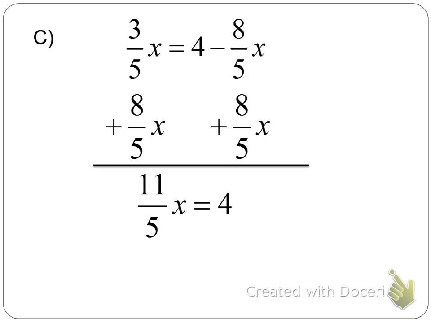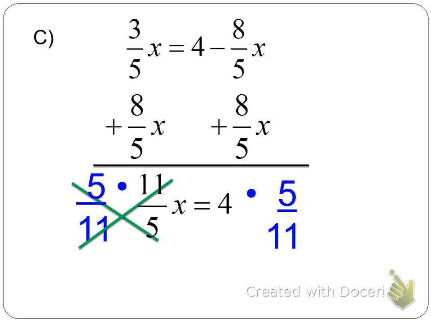Yes? Multiply by 5 elevenths. Yes. A lot of you struggled with this on the quiz more than I was expecting. When you're getting rid of those fractions and you're using multiplication, you multiply both sides by the reciprocal. All right, so on the left, the 5s are gone, the 11s are gone. We're left with just 1x. On the right, we multiply the 4 and the 5, we get 20 over 11.